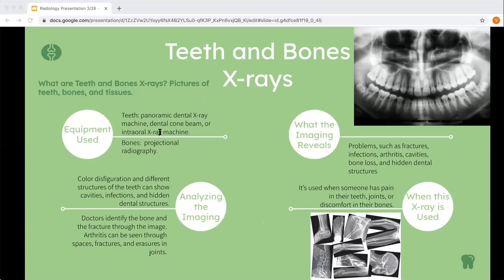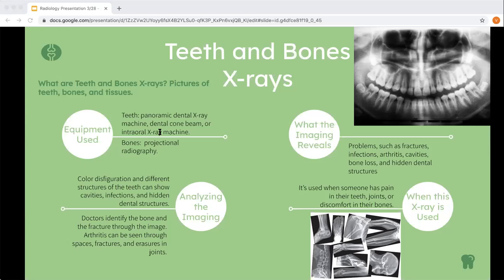A panoramic dental X-ray machine is taken extraorally, meaning from outside of the mouth, and is used when the entire mouth needs to be captured in one image. A dental cone beam is used when it is necessary to produce three-dimensional images of your teeth, soft tissues, and bone in one scan. An intraoral X-ray machine is when the X-ray film is inside your mouth, and it provides a lot of detail about your teeth to the dentist. This X-ray helps the dentist check for cavities and infections.